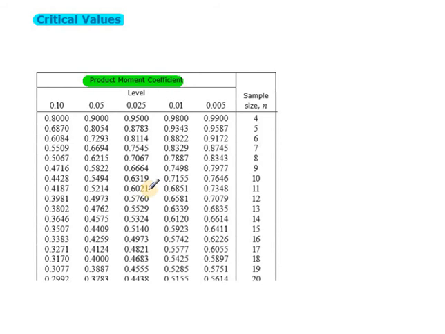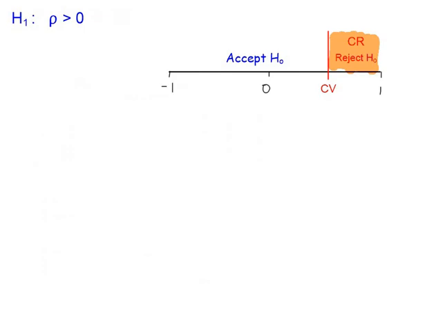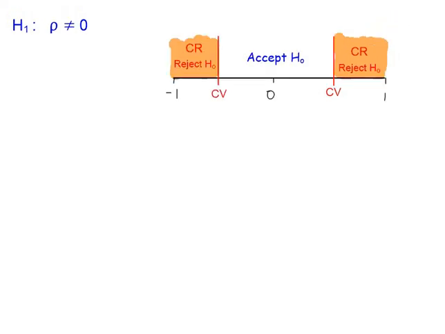But if you're testing for a negative correlation, these values would all be negative. All you do is just put a minus in front of the value that you're interested in. And there's a little bit more to do if you have a two-tailed test. If H1 says that we're testing for a positive correlation, our critical region will be on the right hand side. And we can have a two-tailed test where we have two critical regions and two critical values.